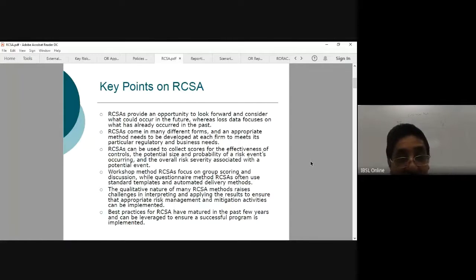And it provides an opportunity to look forward. What could occur in the future? And it might come in many different forms, but you need to select the appropriate method. And it can be used to collect scores for the effectiveness of controls.